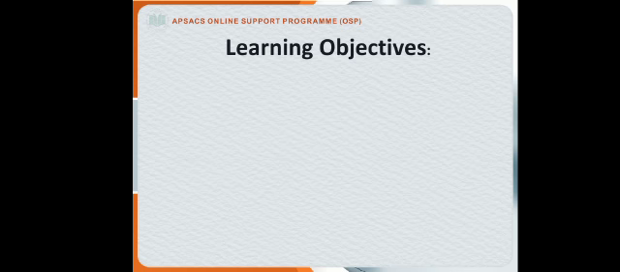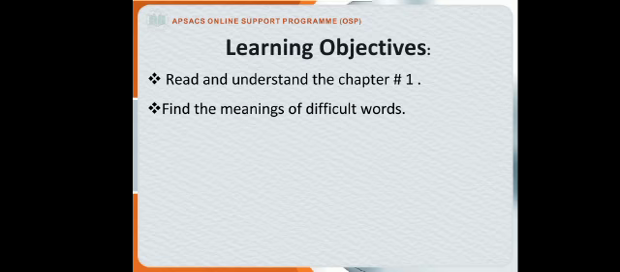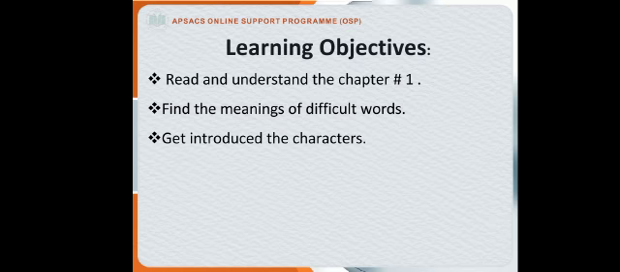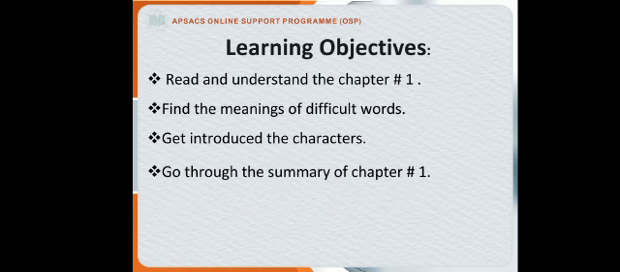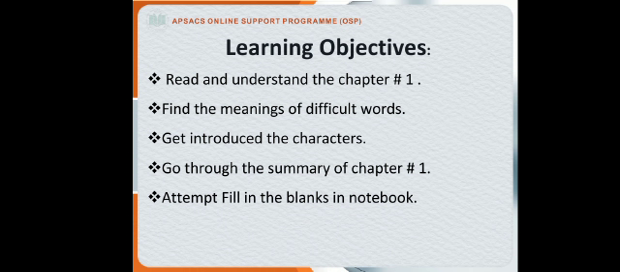Let's see the learning objectives. First of all, we'll read and understand chapter number 1. Find the meaning of difficult words. Get introduced to the characters. Go through the summary of chapter number 1. And in the end, attempt fill in the blanks in the notebook.